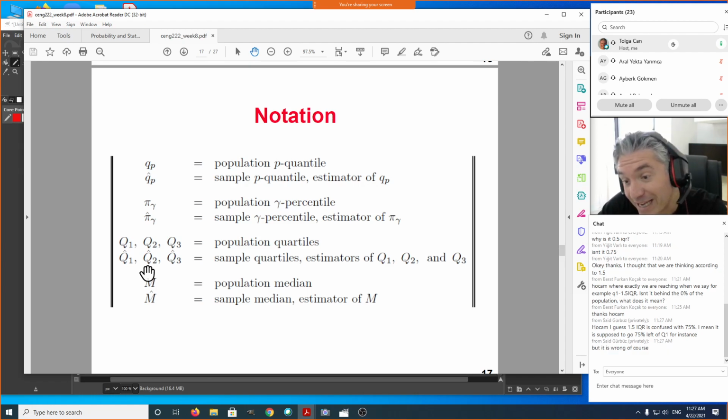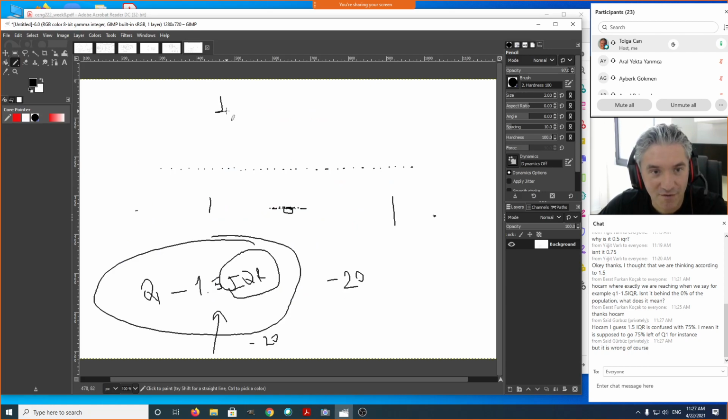Oh yeah, exactly. 1.5 IQR isn't the 75th percentile. That's a good point. So when you say compute this 1.5 IQR, it's not the 75th percentile. Actually, you add to your 75th percentile this much amount, a large amount. You may go way beyond it.